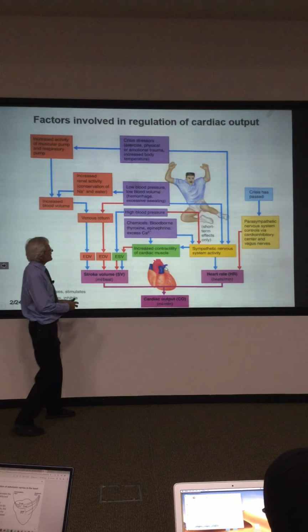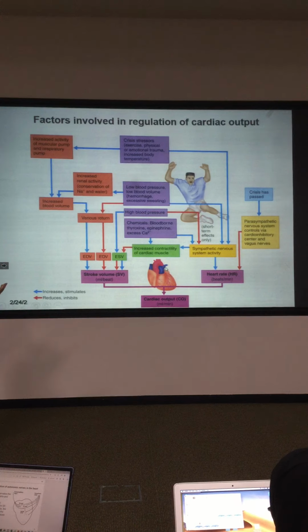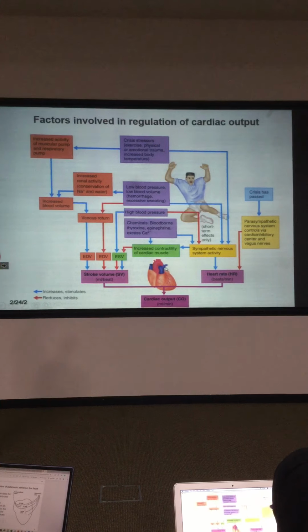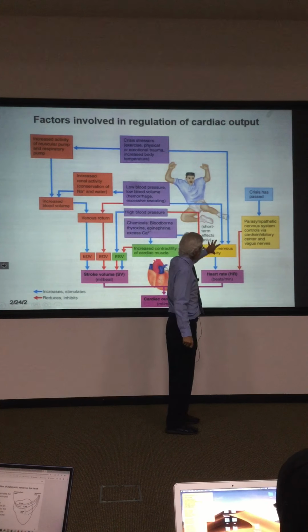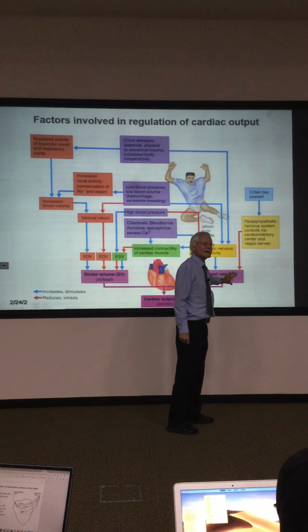So if we just take an example of a crisis situation at the top, it's exercise, it's physical or emotional trauma, whatever the crisis is, what does it do? Well, it stimulates the sympathetic nervous system, doesn't it? Come down here, what does it do? Increases the sympathetics, increases heart rate.